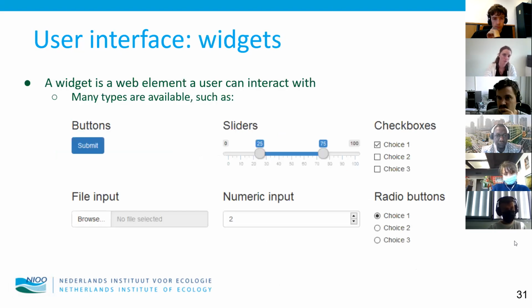Another cool part, and one of the more essential parts of the app, is a widget. And a widget is a web element somebody can interact with. And there are many types available. This is just a selection, but you can have a button or a slider or a checkbox, radio buttons, you name it, and it's probably available.